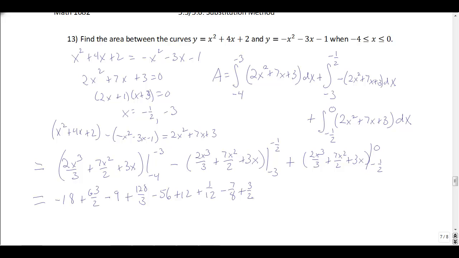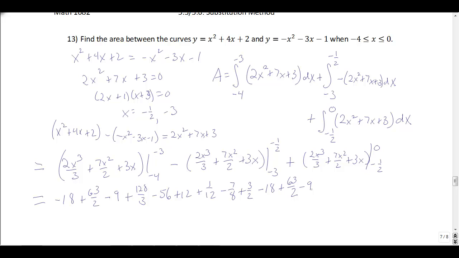And then I'm going to plug in my -3. So I'm going to get a -27 over 3. That's -9 times 2 is -18. But then it's +18 because it's on the bottom, but then it's -18 because of the negative out in front. -3 squared would be 9 times 7 is 63 over 2. Negative from the bottom, but a negative out in front gives me a +63 over 2. And then I'll get a -9. I'm subtracting, makes it a positive, but the negative out in front makes it a -9.